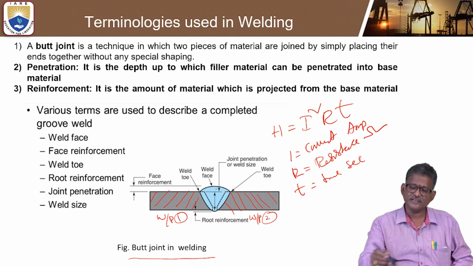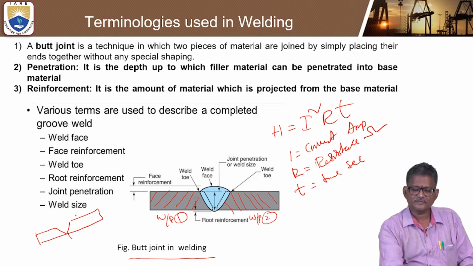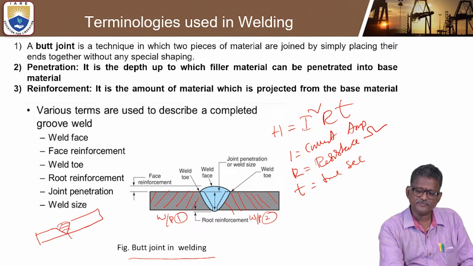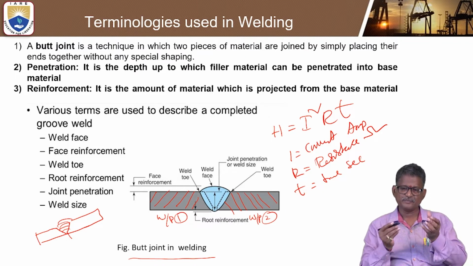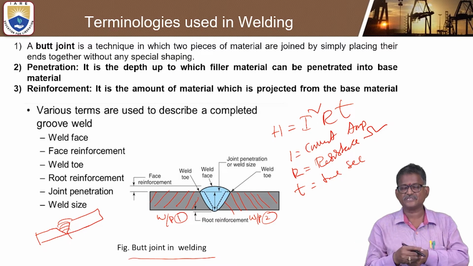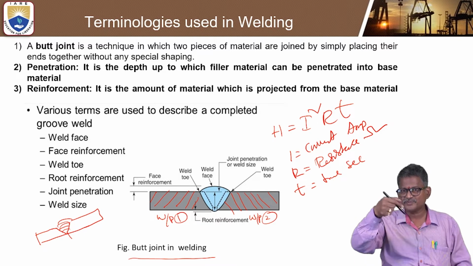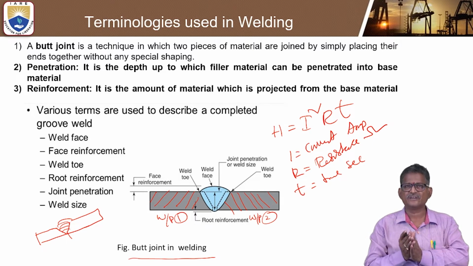So how you can fill it, it will be available. One workpiece, other workpiece. This base metal can be filled with the help of the filler rod. So that is why, by using the filler material, which can be penetrated into the base material, how much penetration, the weld size also plays an important role in this welding process.